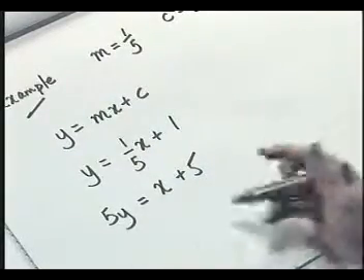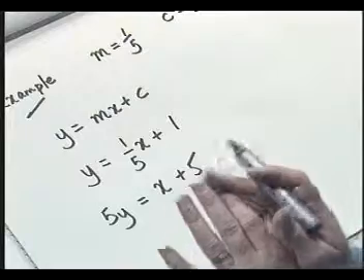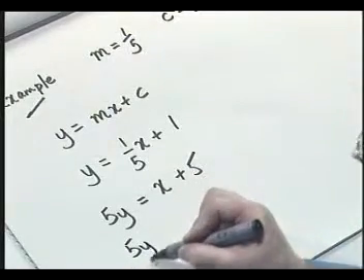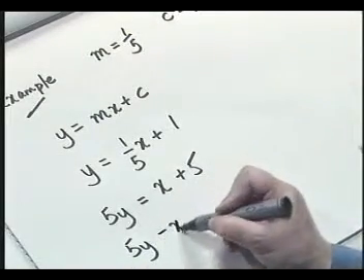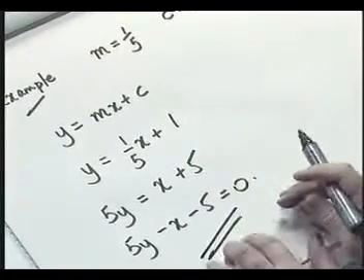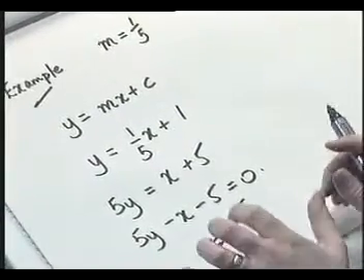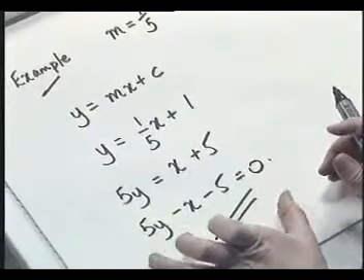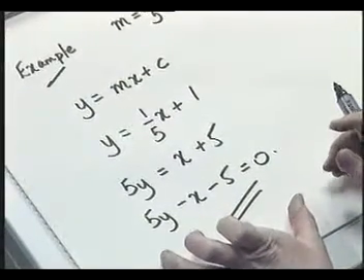We could rearrange it again just by bringing everything over to the left-hand side. So we might write 5y minus x minus 5 is 0. So that is another form of the same equation. And we'll see some equations written in this form much later on.